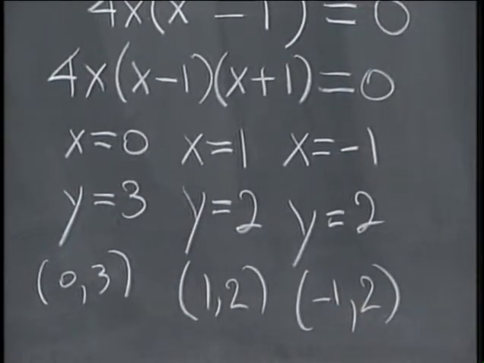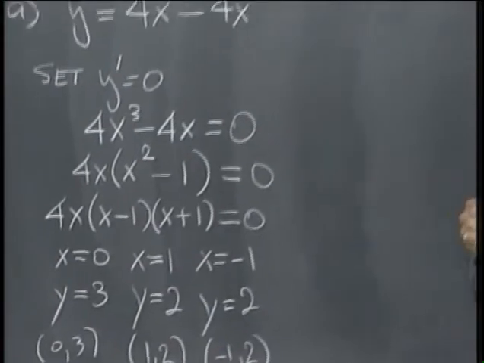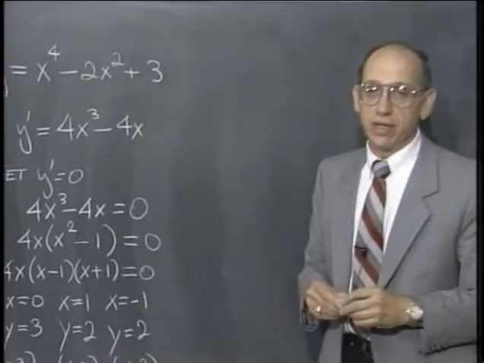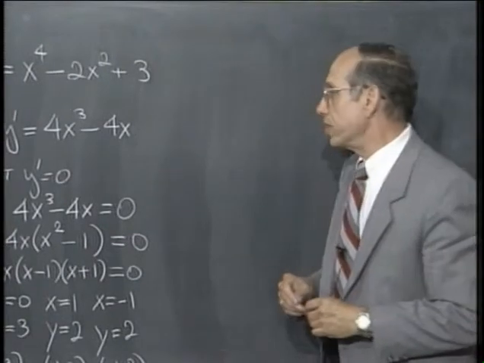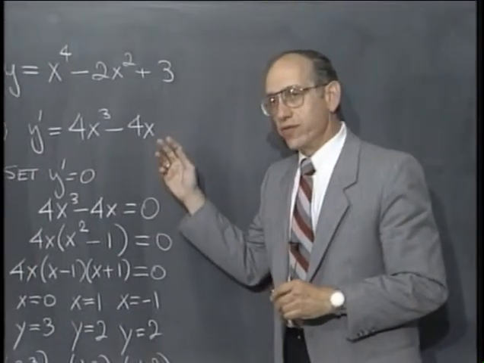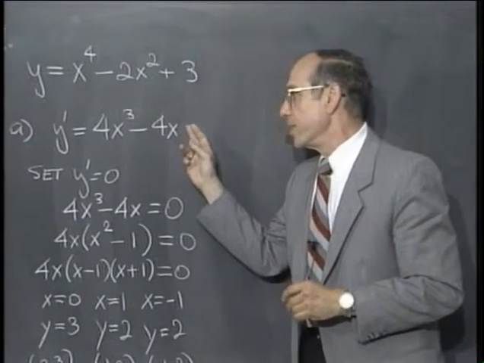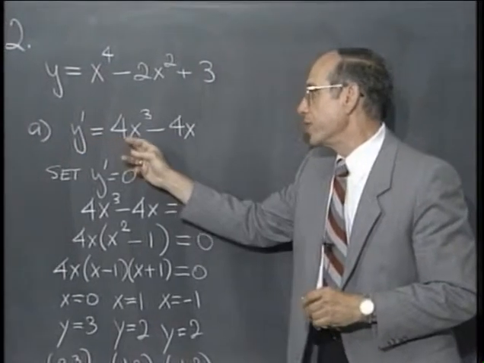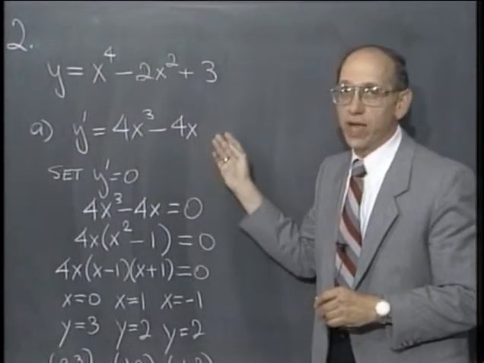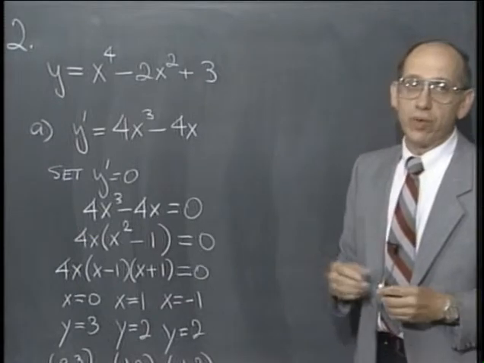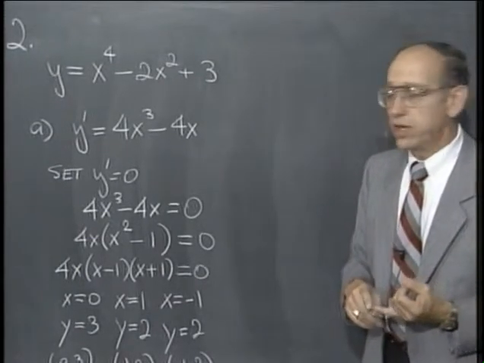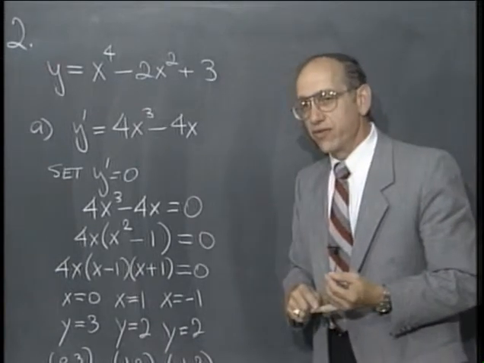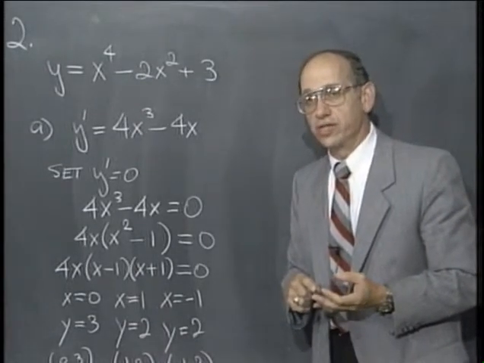Next, we're asked to find where this function is increasing and where it is decreasing. Now, this is going to be more difficult than the last problem because the first derivative is a more complicated expression. Remember, the first derivative here is y prime equals 4x cubed minus 4x. And we want to know where this is positive, because that will tell us where the function is increasing. And we want to know where it's negative, so that will tell us where the function is decreasing.